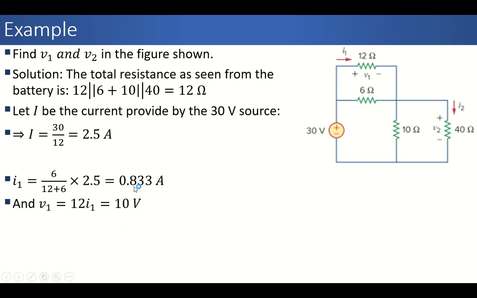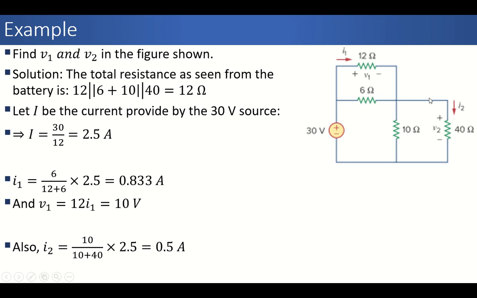So anyway, we can find voltage V1. According to Ohm's law, V is equal to IR. So this will be I1 multiplied by 12, so 12 multiplied by 0.833. This will be 10 volts.